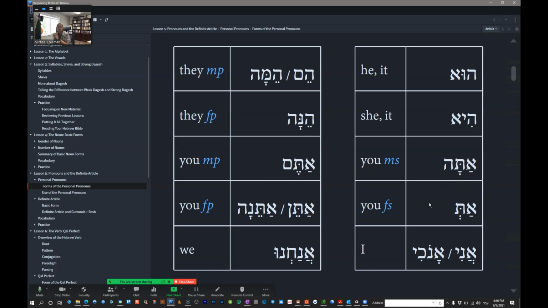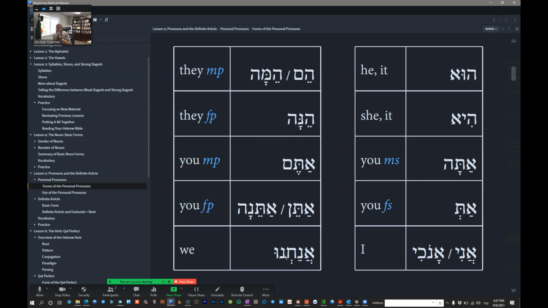If you happen to be feminine singular, I would say achalt. I would take this tav shava, which by the way, this shava is silent. I would take this tav shava, achalt. That would mean you, feminine singular, ate. When we get to the first person, if I want to say we ate, so this is first person plural, I would take the nu from this pronoun, nu, and I would add it as a suffix to achal, and I would get achal nu.